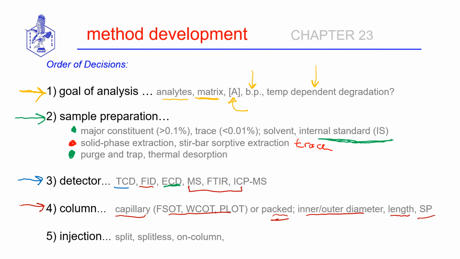And then finally, when we're doing GC, we have to think about how we introduce the sample to the column. Those options include split, splitless, and on column. And we'll talk about the circumstances under which you might want to do each of those.